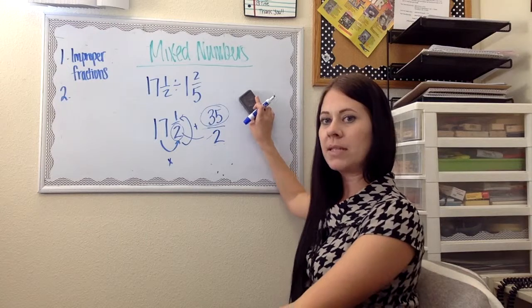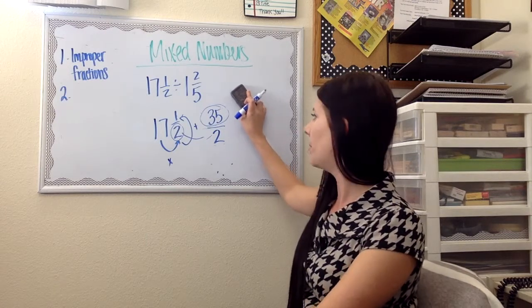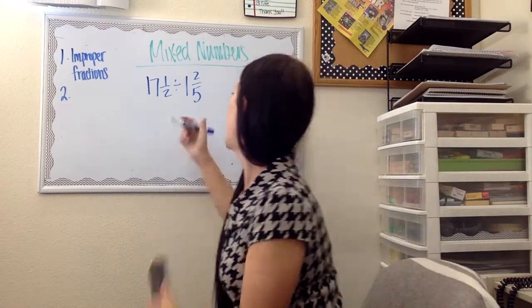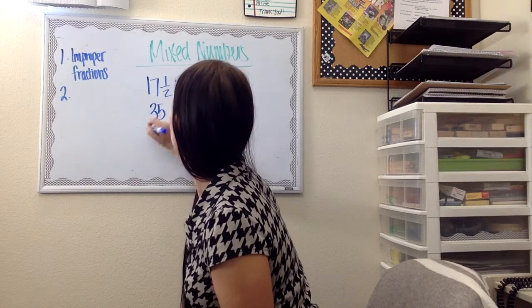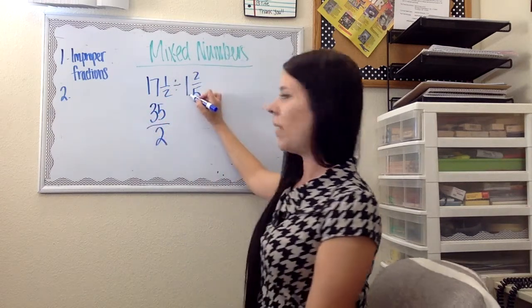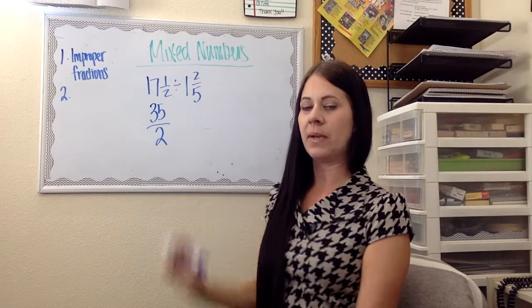So I'm going to erase this and move this number back into my problem, okay? So 35 over 2. So here, why don't you pause the video and you make this one an improper fraction.